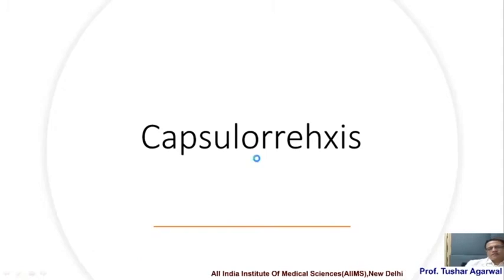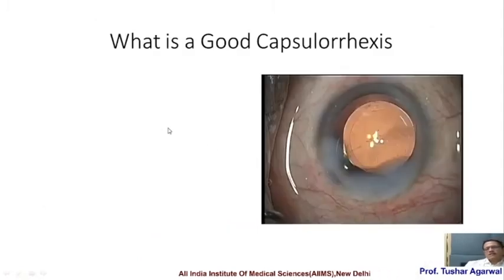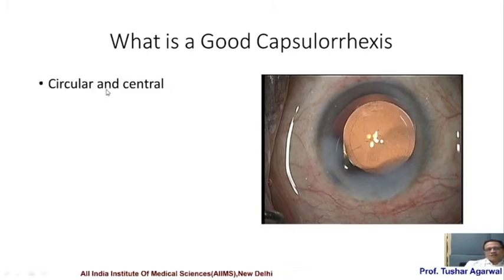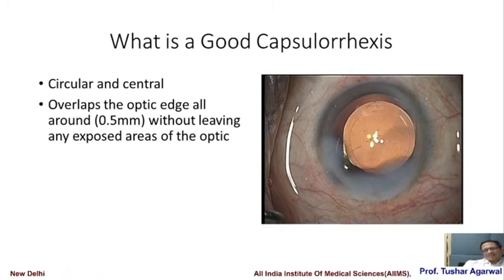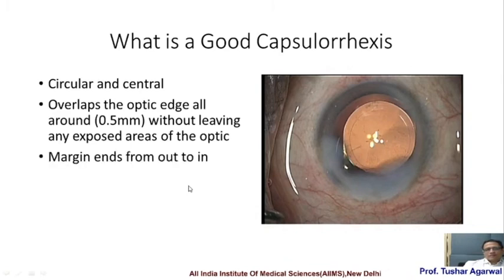Following the incisions, we move to capsular excess. Now this is the central circular opening made in the anterior capsule and is one of the imperative steps for proceeding for phacoemulsification. What are we looking for? We are looking for an opening which is circular and central. We want a 0.5 millimeter overlap all around the optic without leaving any skip areas on the optic of the lens. What this does is it keeps the lens stable and is also known to prevent PCO.